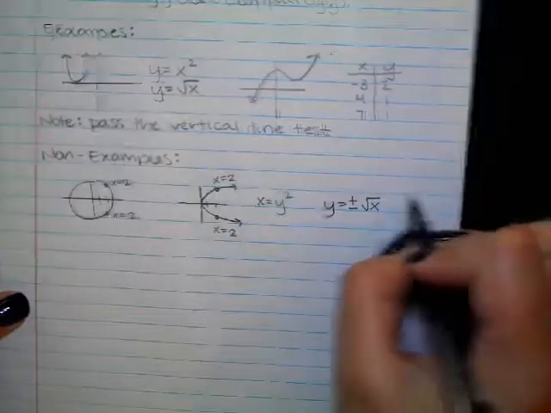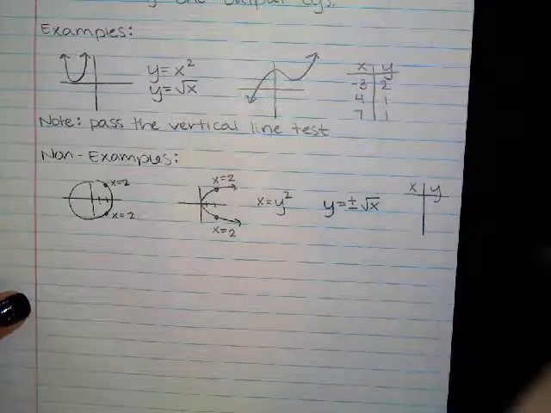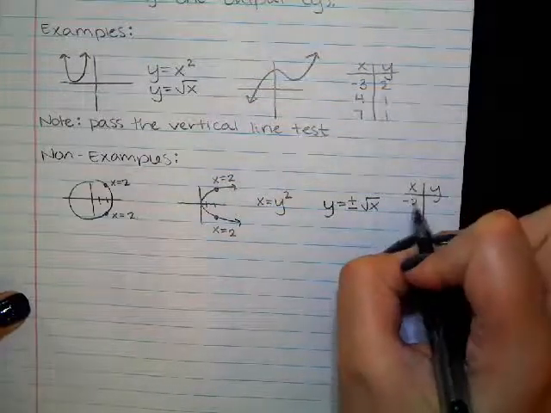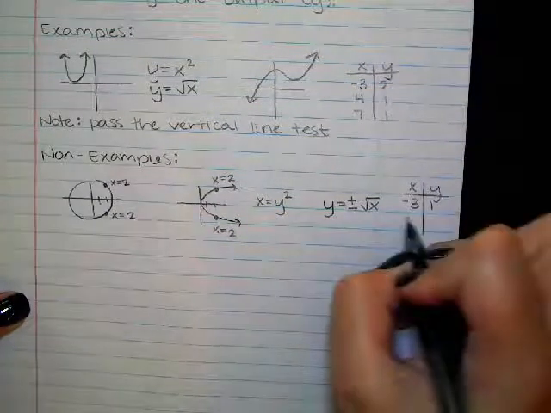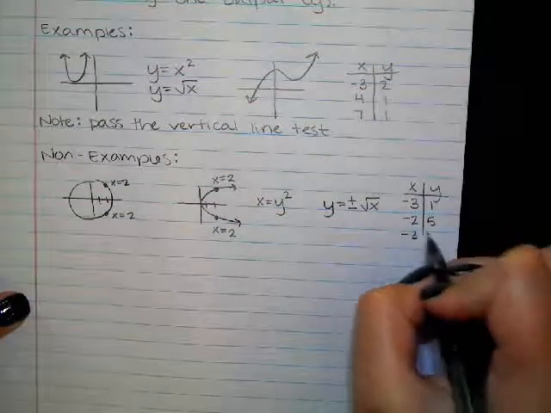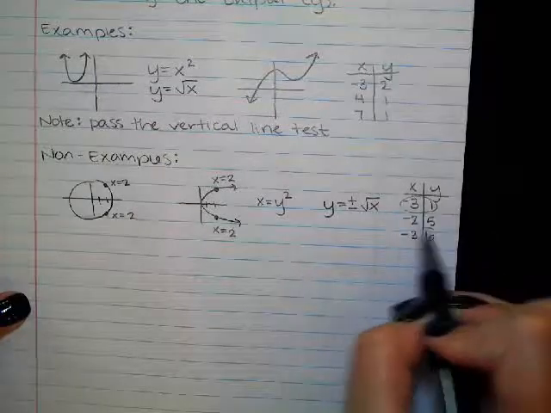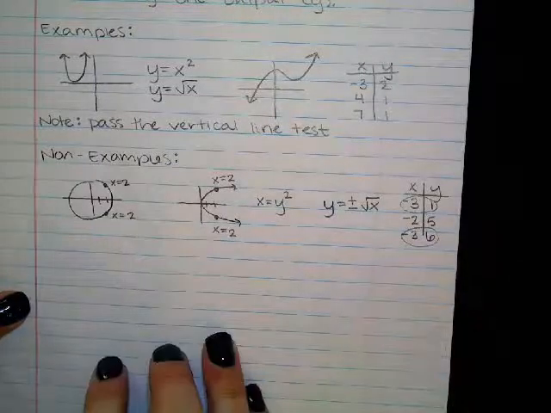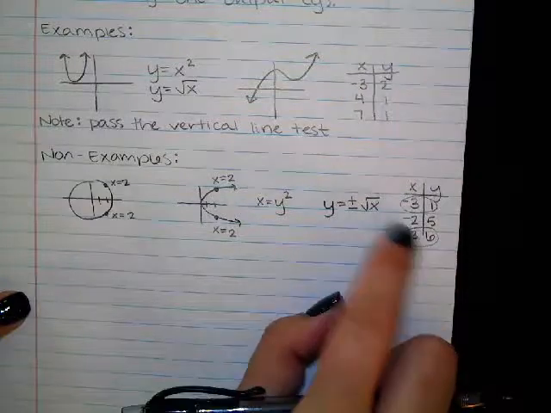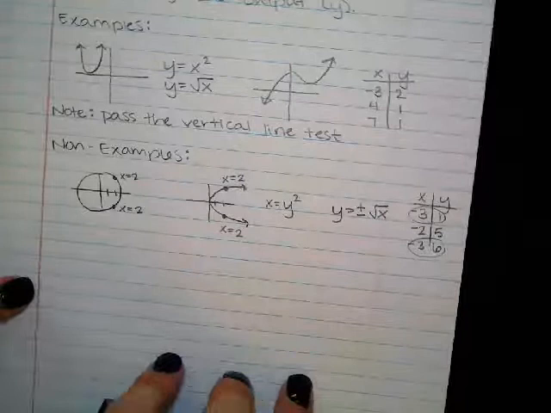In table form, we have an x and a y table. Input -3, output 1. Input -2, output 5. Input -3, output 6. This is not a function because we have the same input with two different outputs. Plug in -3, get 1, or plug in -3, get 6. It is not predictable.